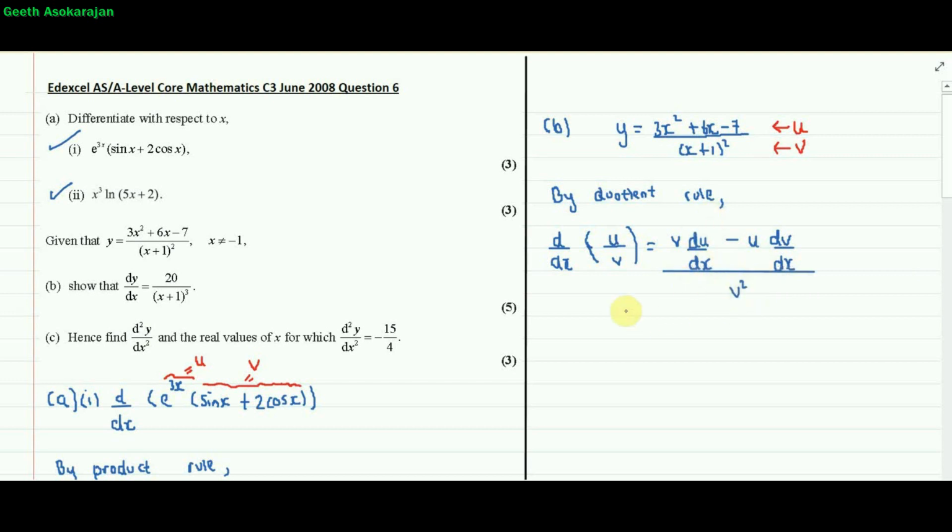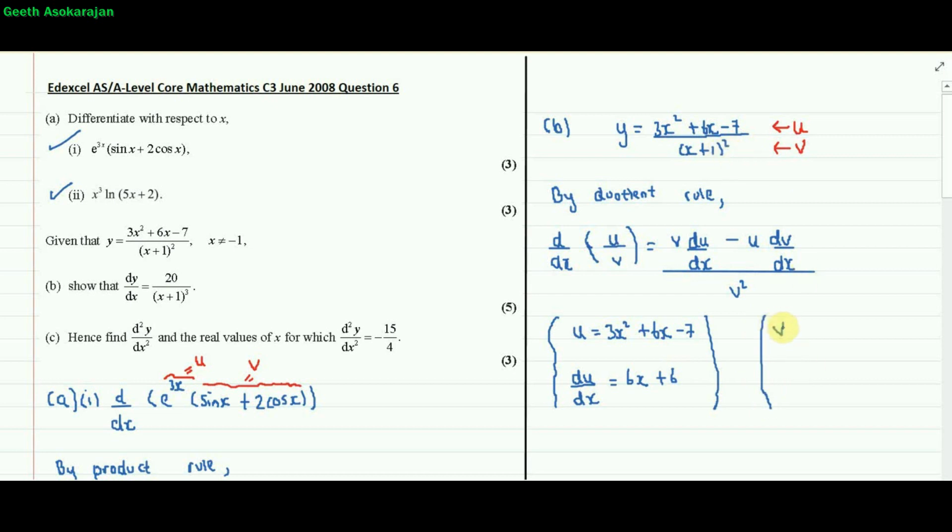So that is the quotient rule. Now let me do a side calculation. u is the term in the numerator, so u is 3x squared plus 6x minus 7. And let's work out du over dx. When I work out the derivative of 3x squared plus 6x minus 7, that gives us 6x plus 6. So that is du over dx.